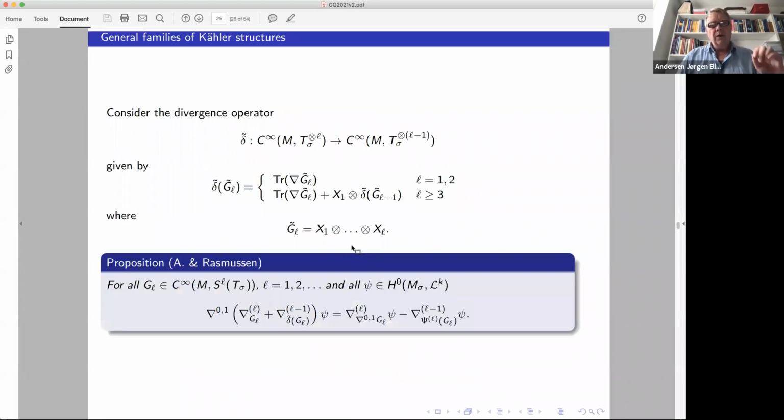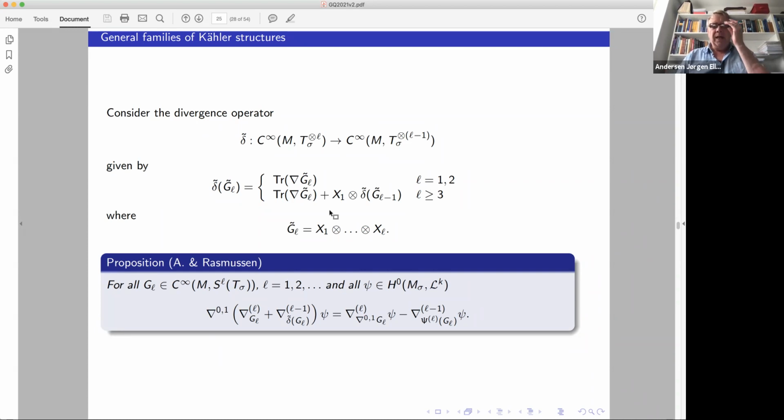Okay, and now here's the main point. You also consider the divergence operator. The divergence operator really works on tensors, and it's given iteratively like this. If L is 1 or 2, you simply take the Levi-Civita connection, differentiate the tensor, and then trace the one-form part into the first entry in the tangent direction. And for L bigger than or equal to 3, you have the following recursive definition.